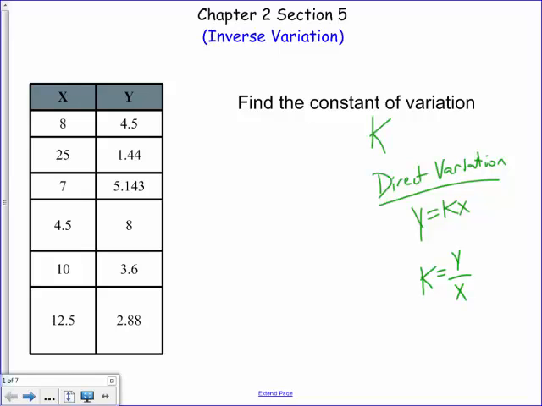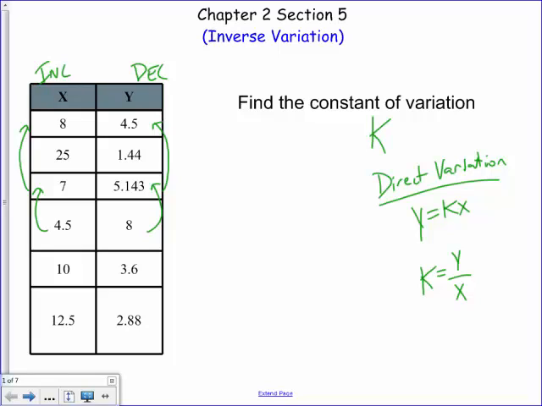Well, first of all, let's take a look. As my x increases, as I go from 4.5 to 7 to 8 and so on, what's happening to my y? I'm starting at 8. Oh, I'm going down. So as x is increasing, my y is decreasing. So these are opposite. That doesn't seem like they vary directly anymore.